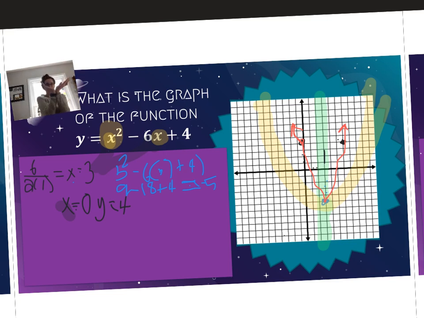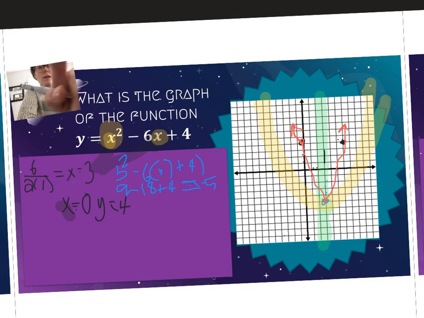However, sometimes we get really shallow parabolas. And remember, shallow parabolas are made because we have a fraction for an a value. And if you get a really shallow one, you sometimes need a second point to kind of figure out where you're going so it doesn't just look like a straight line. But that's about it.